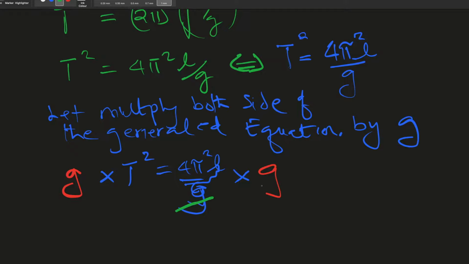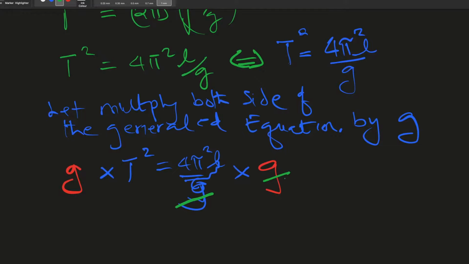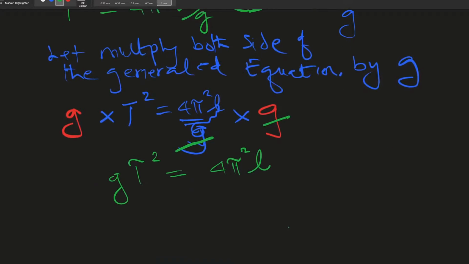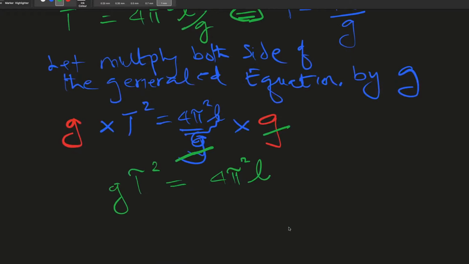Okay, G will cancel this. So then we'll be left with G T squared equals 4 pi squared L. You know, in an equation, what we do to the left hand side, we'll do the same on the right.